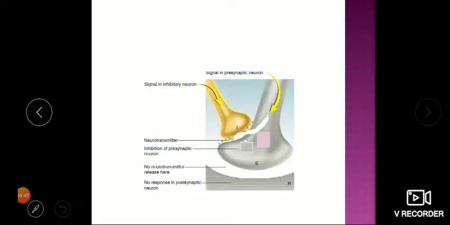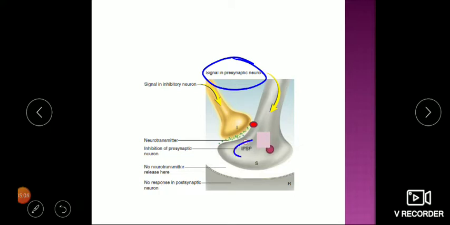Now see in this kit what happens. The signals from the presynaptic neuron are coming. It is now leading to release of the neurotransmitters here, which are released. Now what will happen? There is an inhibitory postsynaptic potential generated because of this presynaptic inhibition.